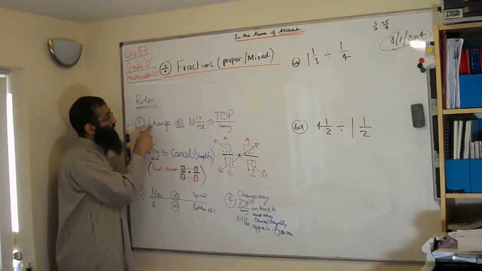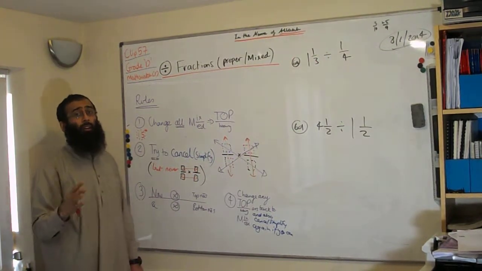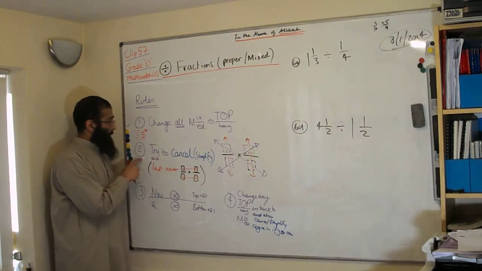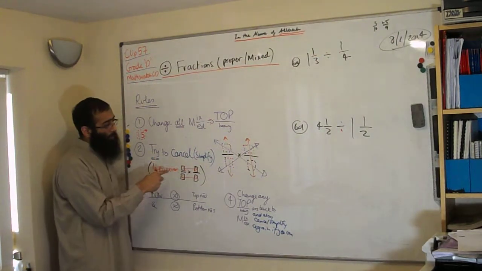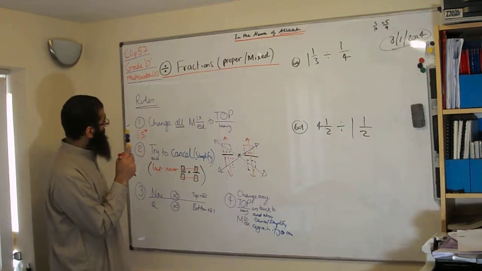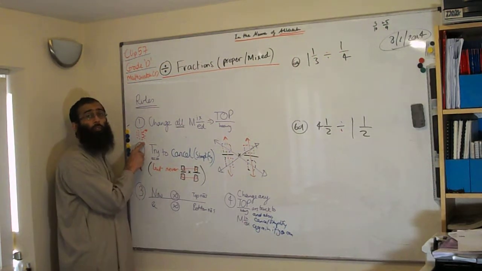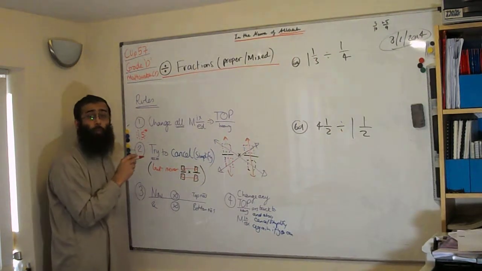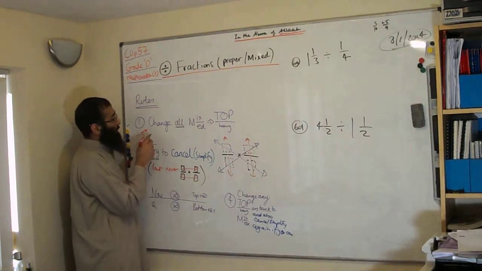Step number 1: change all mixed fractions into top heavy, same for times, same for division. That rule hasn't changed. Step number 2 was try to cancel. But before we try to cancel, we have to do step 1.5. What is step 1.5? It's the step in red that we do at this point.